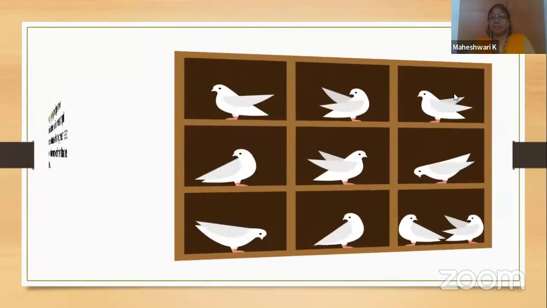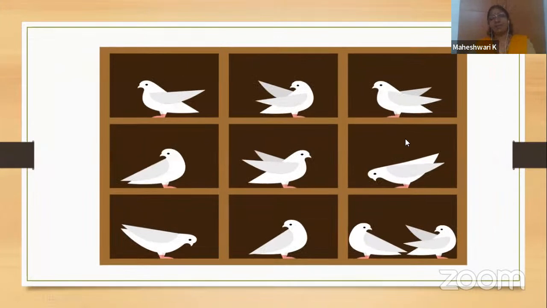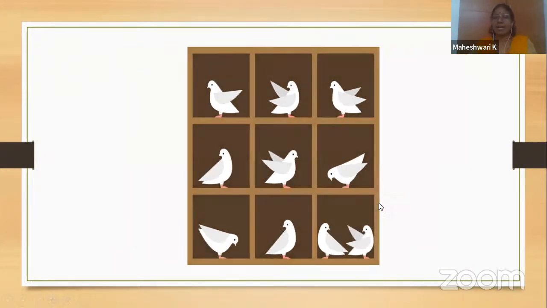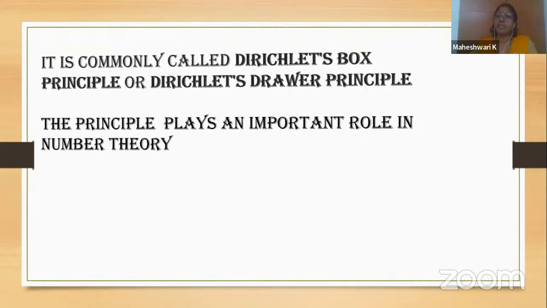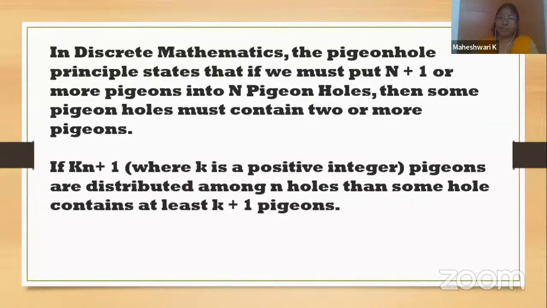So there's a clear example here: you have 10 pigeons and only 9 holes, the places where you can fit these pigeons. So definitely one of them will have one extra, right? This is the simple, basic principle. It is also called the Dirichlet box principle or Dirichlet's drawer principle, and it plays a very important and major role later on in combinatorics and number theory.